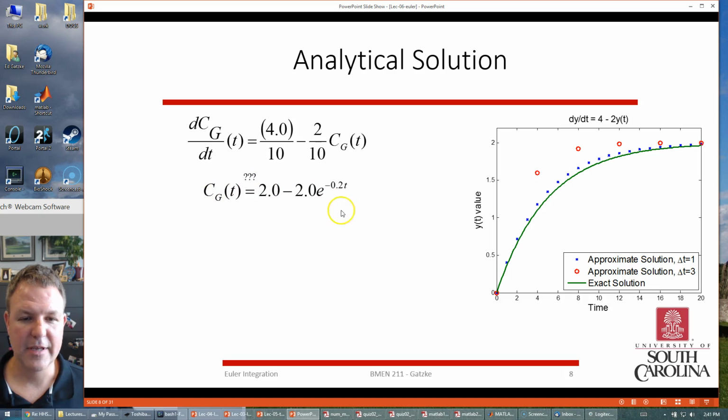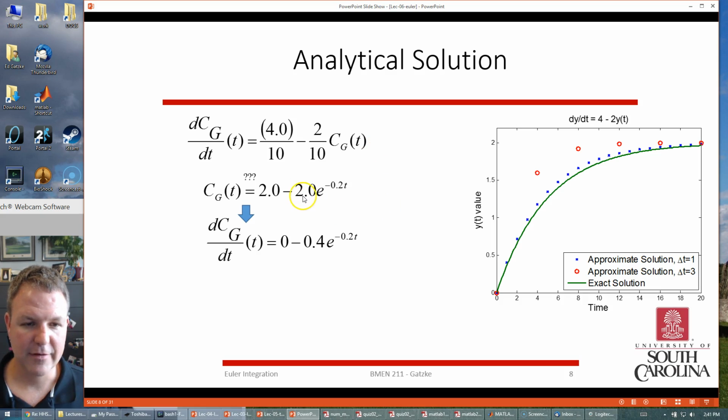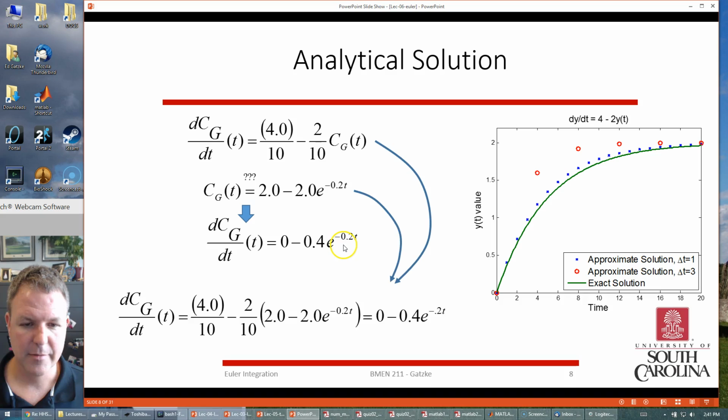Now, how do we know that this is the analytical solution to our differential equation? So this is our differential equation. If we take the derivative of this with respect to time, it's going to be negative 2 times negative 0.2 e to the, I got a derivative off there. Anyway, we take this proposed function of time and stick it into our differential equation. And when we do a little simplification, we end up getting this value, which looks a lot like the derivative. So we can say that this solution satisfies this differential equation.